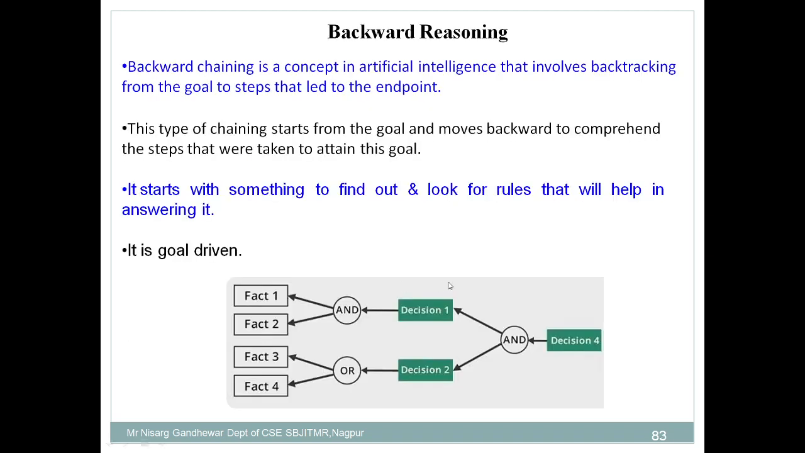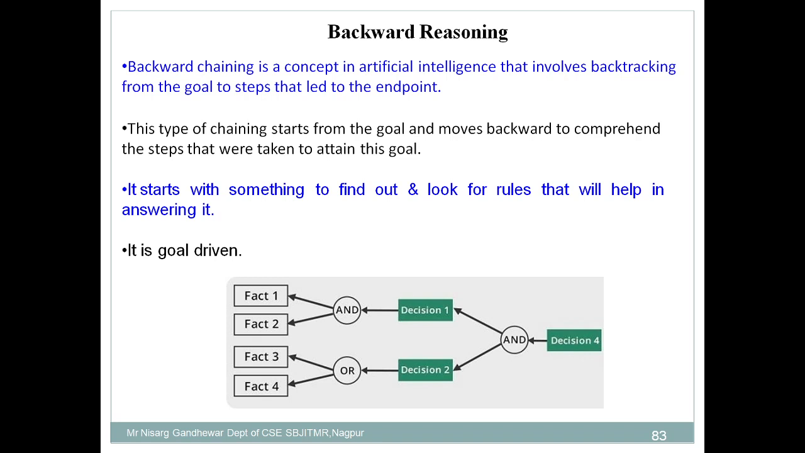Now we try to understand the process of backward reasoning. The concept of backward reasoning is exactly the opposite of forward reasoning. In forward reasoning, we move in a forward direction from the initial state to the goal state. In backward reasoning, we move exactly opposite, from the goal state to the initial state, so that we can find what rules we applied to reach the goal state.